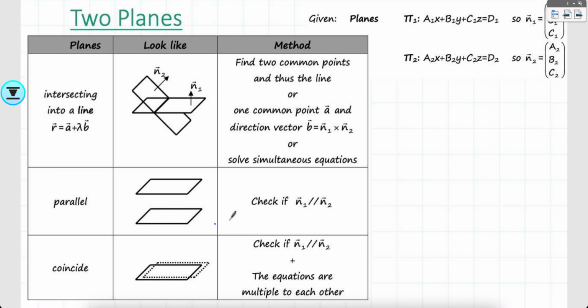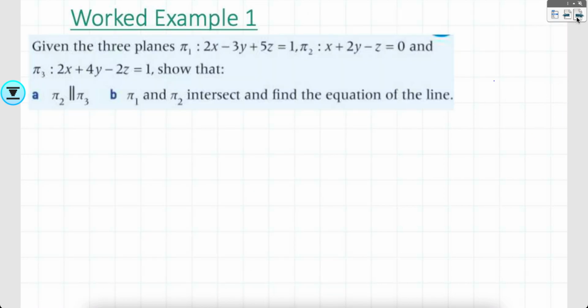Then if two planes are parallel, you just need to check if their normals are parallel. And if they coincide, you first check that they are parallel, and also that one equation is completely a multiple of the other equation. So we'll have a look at how to show that. So if I have three planes, plane 1, plane 2, and plane 3, we tend to denote a plane with a pi, either lowercase or uppercase.